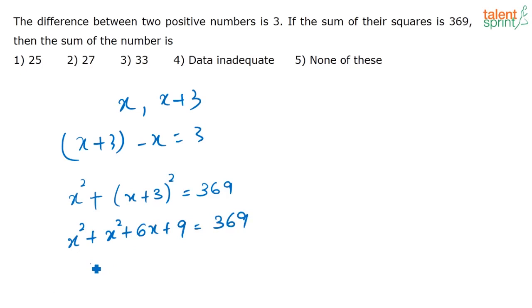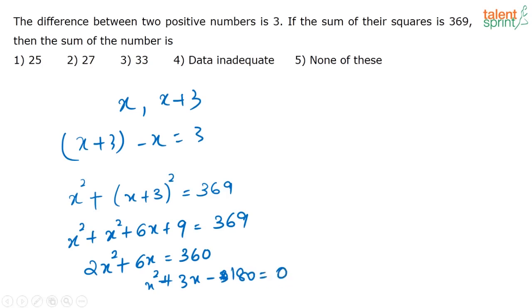Or what, we can further write this as 2x squared plus 6x. Okay, you take this to that side, that is equal to 360. Or I can say, now there is a 2 common everywhere. So I am just writing it as x squared plus 3x minus 360 will become what? 180, correct? Divided by 2, that is equal to 0. So now you have to solve this and find the value of x.